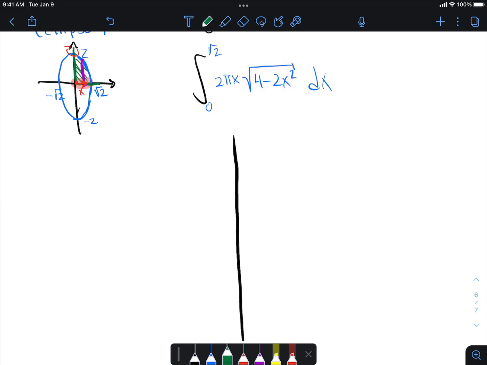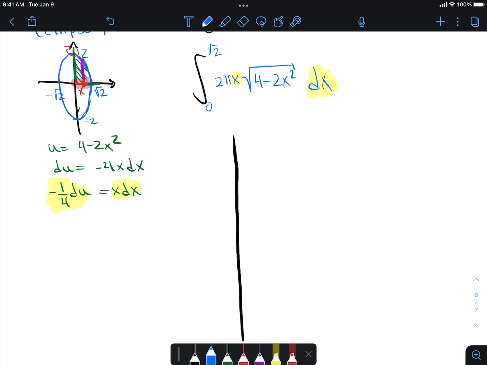So it may be a good idea to use some u substitution and write u equal to 4 minus 2x squared, just so it becomes the square root of u. And then du is minus 4x dx. So minus 1/4 du is x dx. And conveniently there's an x dx that shows up in there. So I'll replace that with a minus 1/4 du.